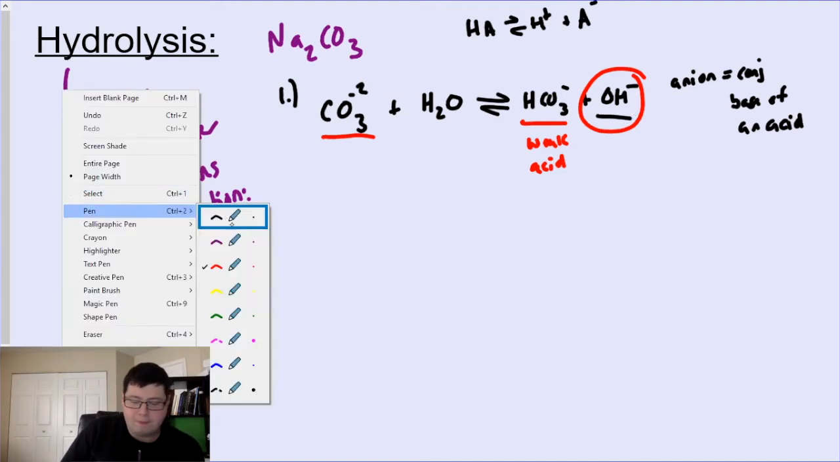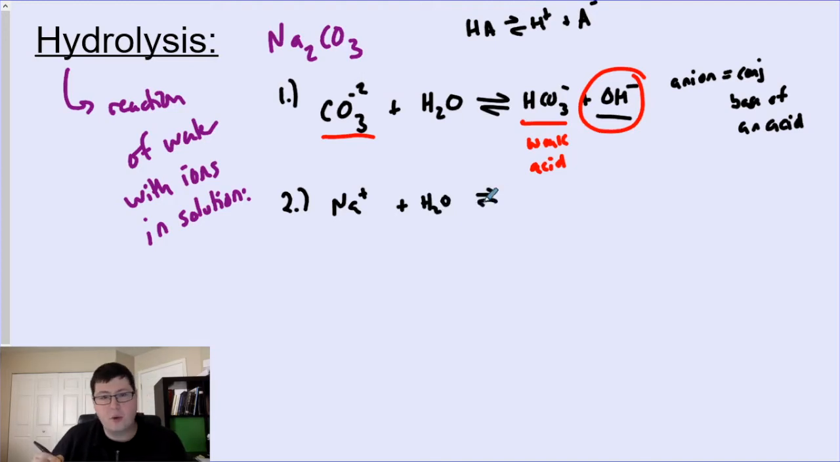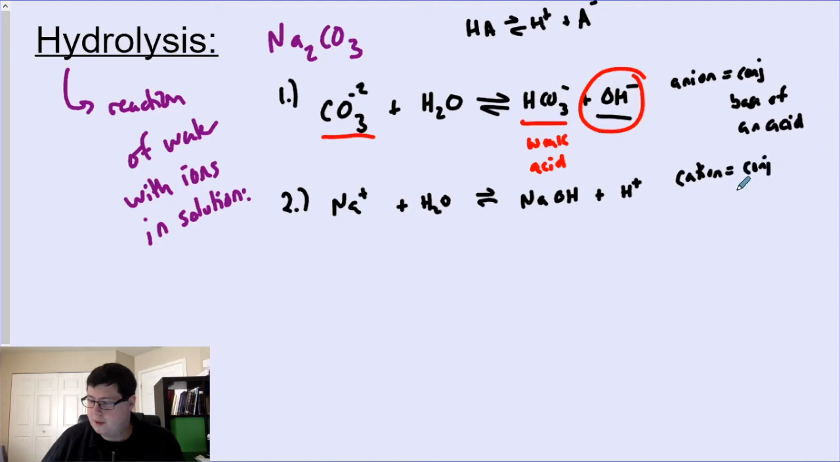The other ion associated with my Na2CO3 is sodium. Now, if the anion of my ionic salt is acting as the conjugate base of an acid, you can probably surmise that the cation is going to act as an acid, and indeed it will. If it reacts with water, the hydrolysis reaction has sodium reacting with water to form NaOH, and then I'm going to need an H plus here as well. So you can write down that a cation is always going to be the conjugate acid of a base.